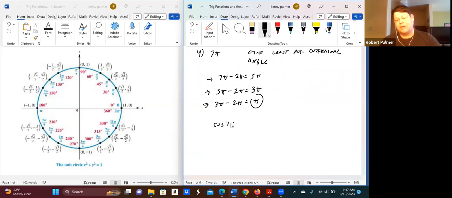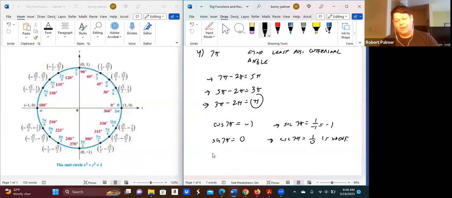So cosine of 7 pi. Okay. Same thing. That's the x coordinate, which is -1. That means that the secant of 7 pi is equal to 1 over -1, which is -1. Okay. Sine of 7 pi is going to be the y coordinate, which is 0. And as you expect, then we do cosecant, the reciprocal of sine of 7 pi. That means that's 1 over 0, which is undefined.